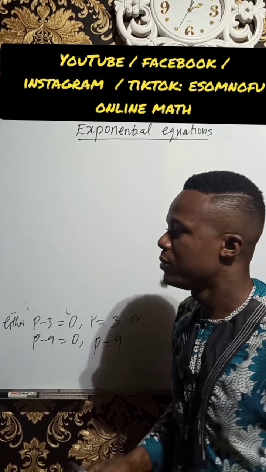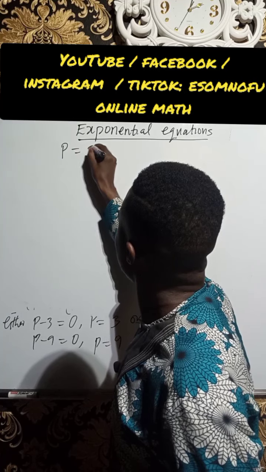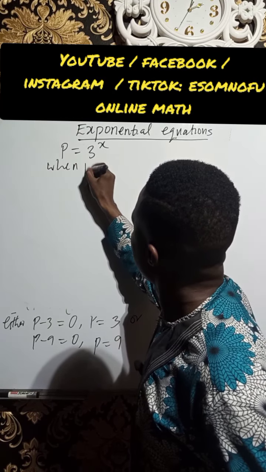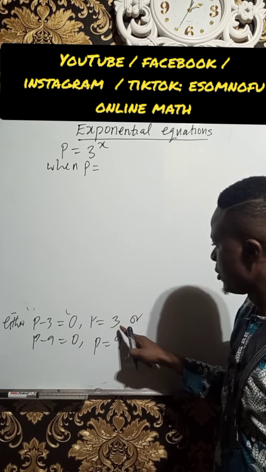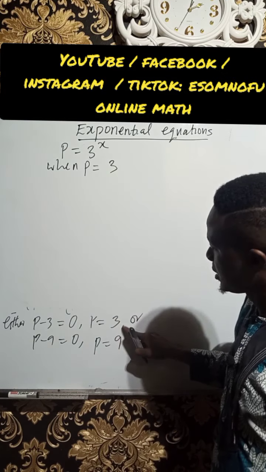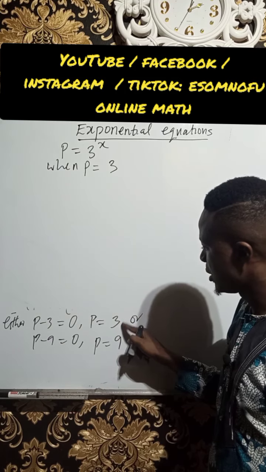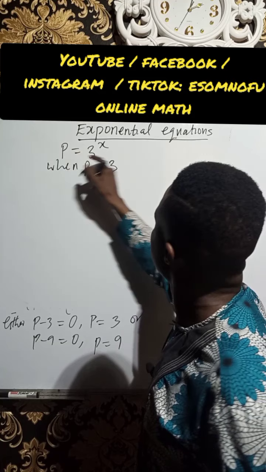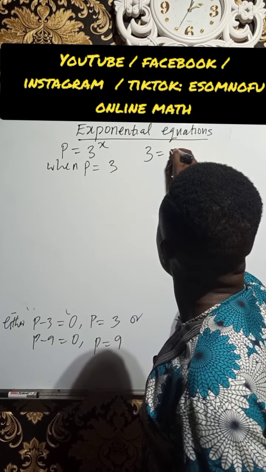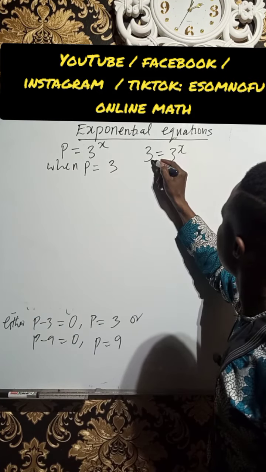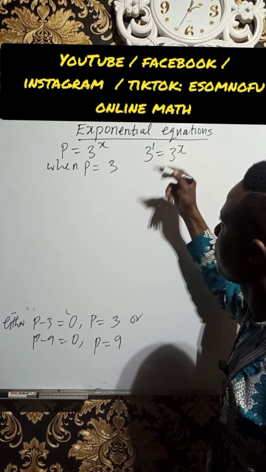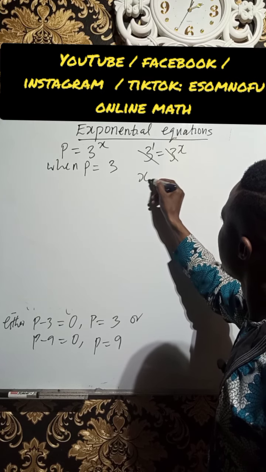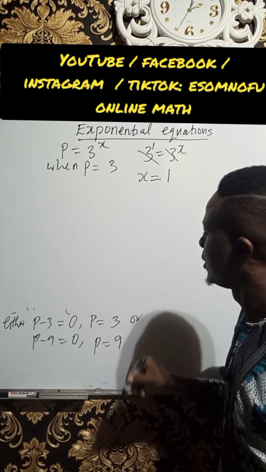Remember, there was a time we said let p be equal to 3 power of x. So now, when p is equal to 3, because we got p as 3 and 9, let's solve for p when it is 3 and after that when it is 9. When p is 3, we use 3 to replace p, so it will be 3 equals 3 power of x. And 3 is the same thing as 3 power 1, because 3 power 1 will give us back our 3. So this cancels out, leaving us behind with x equal to 1.